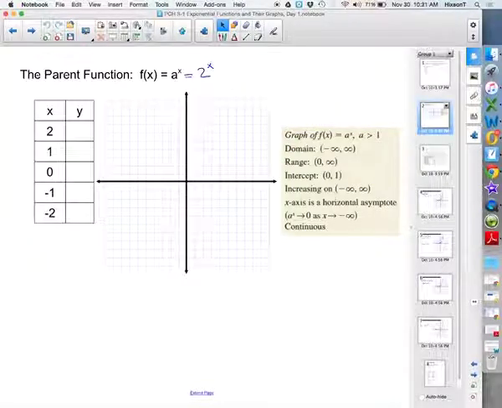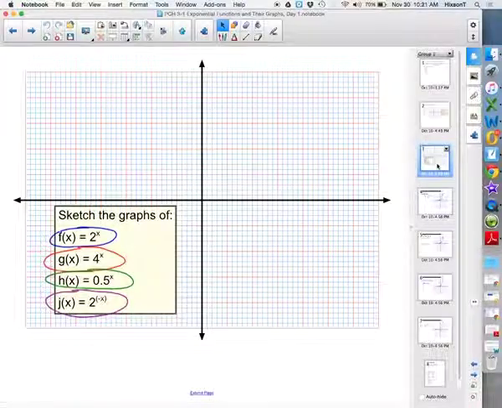But do remember that the domain is all real numbers. The range, there you have a horizontal asymptote at the x-axis, so the range is everything greater than 0. And notice too that unless we have some kind of a shift, the y-intercept is always going to be at (0, 1). Okay? So, let's just sketch a few of these by finding some points.